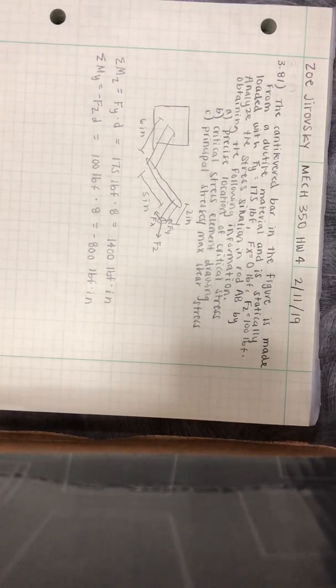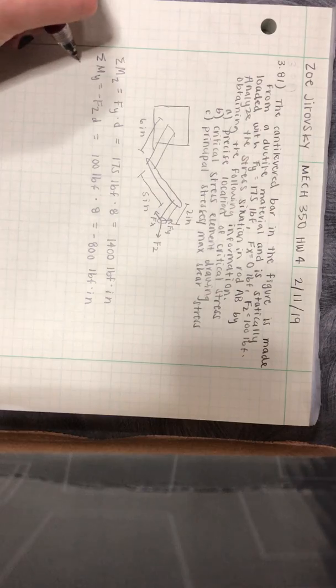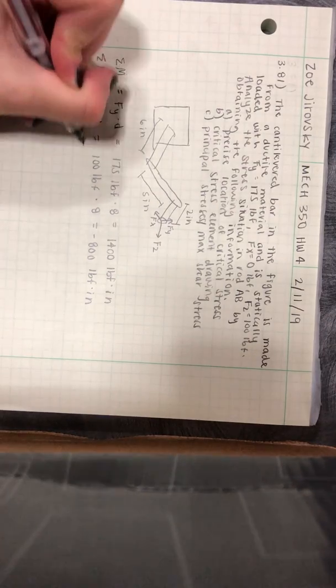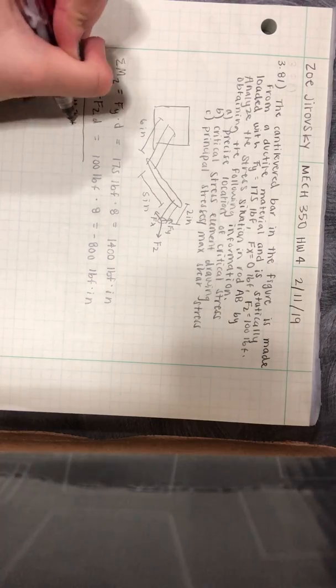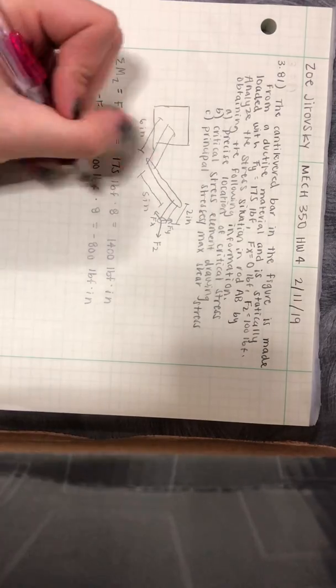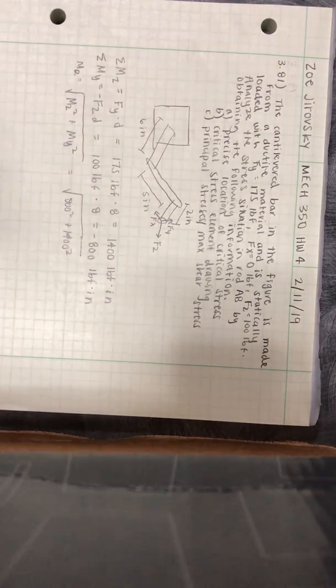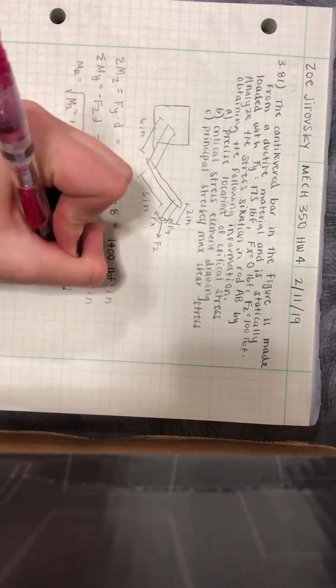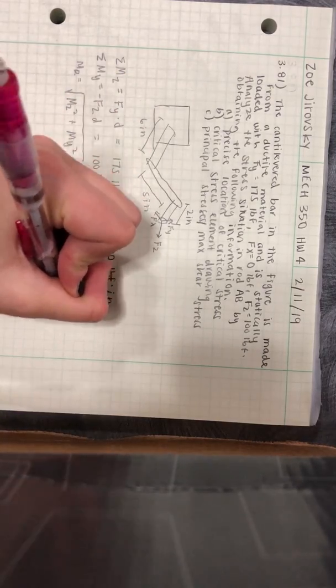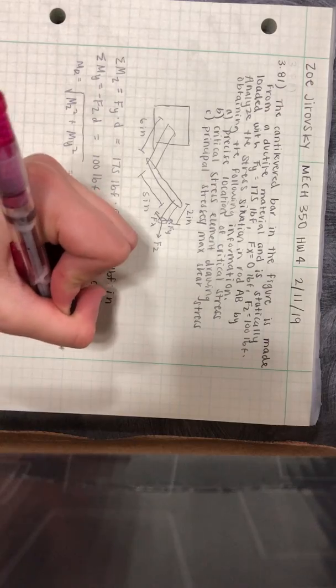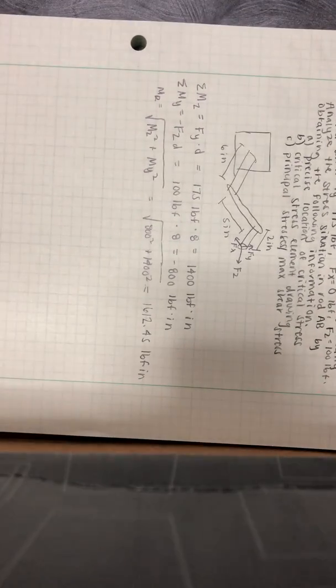So now that we have those two, we're going to be taking the resultant of those, which in this case is going to be Mr, and we don't have the x, so it's really just going to be the square root of Mz squared plus My squared. So that's going to be 800 squared plus 1400 squared, which on my calculator is 1,602.45 lbf inches. That's going to be our resultant moment for this problem.